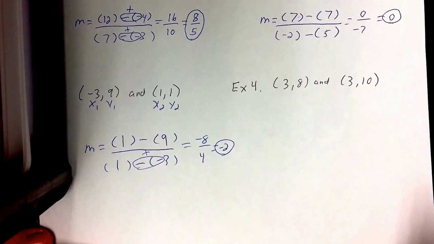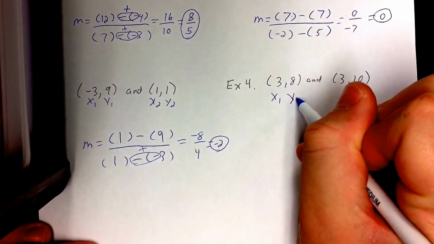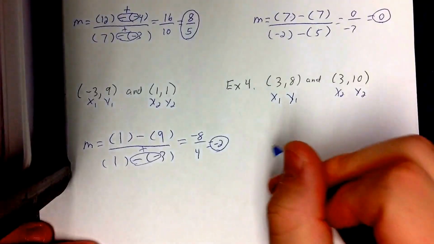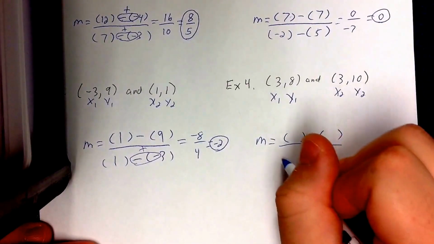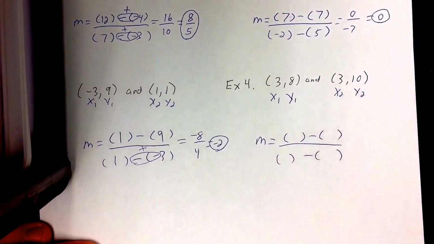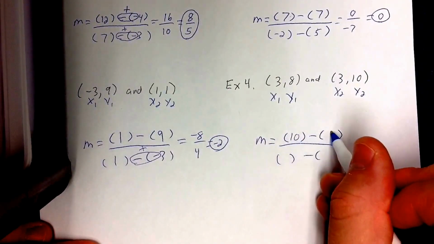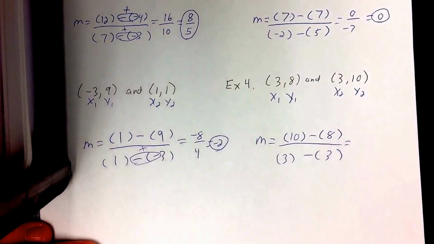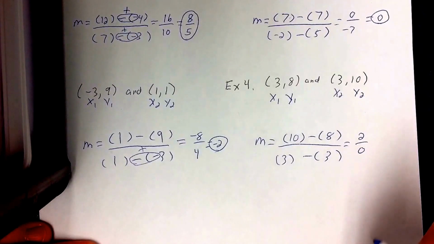Example 4. Again, we got x1, y1 for 3 and 8, and x2, y2 for 3, 10. Take our formula. So y2 comes first, so 10 minus y1 is 8, over x2 is 3, minus x1 is 3. So that gives me 2 over 0.